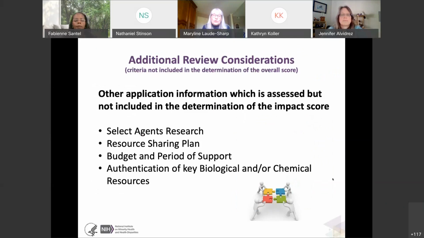There are additional review considerations. These criteria are not included in a determination of the overall score, but we ask the reviewer to have a look at them. So other information, which is assessed but not included in a determination of the impact score, are the select agent research, the resource sharing plan, the budget and period of support, and the authentication of key biological or chemical resources. Next slide.